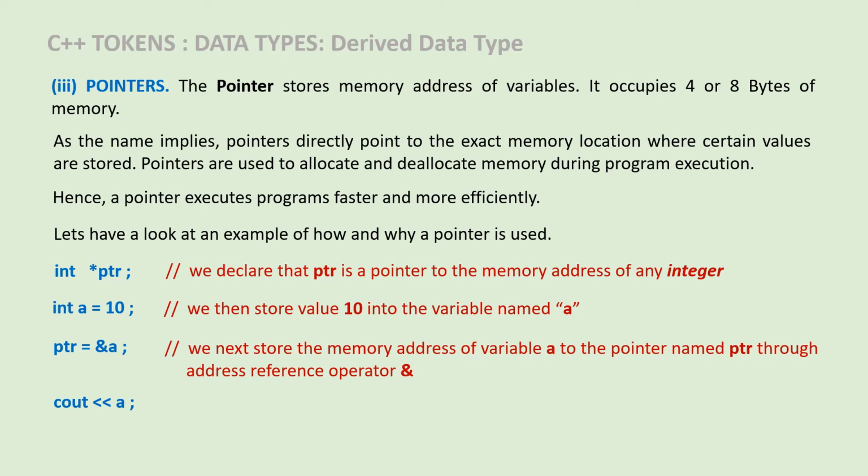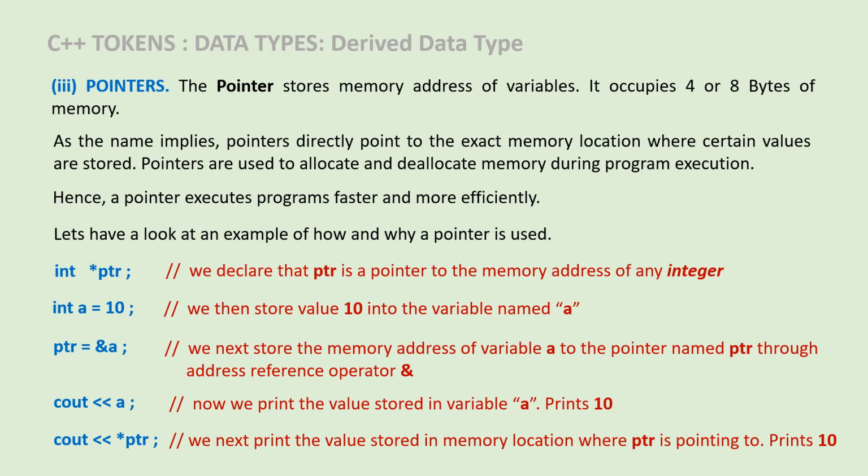cout a; now we print the value stored in variable a. It prints 10, because a is assigned the value 10. cout *ptr; we next print the value stored in the memory location where ptr is pointing to. This also prints 10, because ptr points to the memory address where variable a is located.